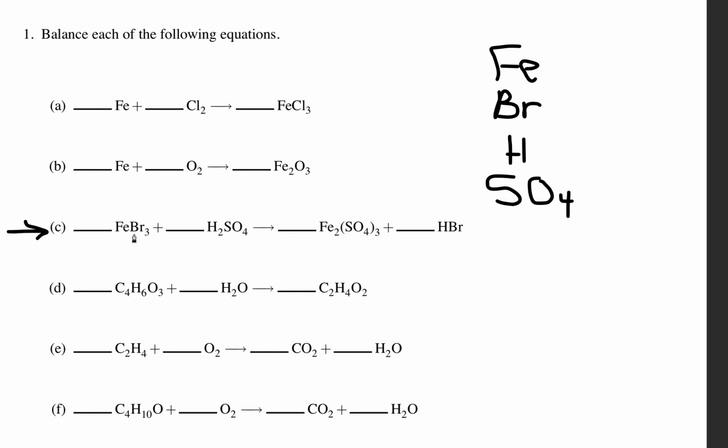So I'm going to count again, and it looks like I have 1 iron on this side, 2 on this side. Bromine, I'm starting with 3 on the left and 1 on the right.